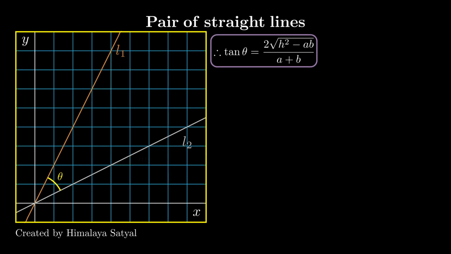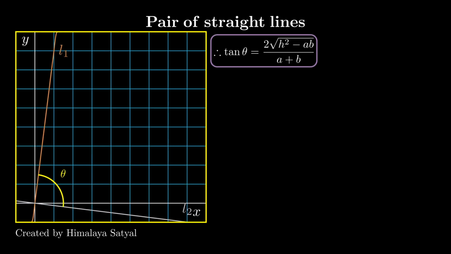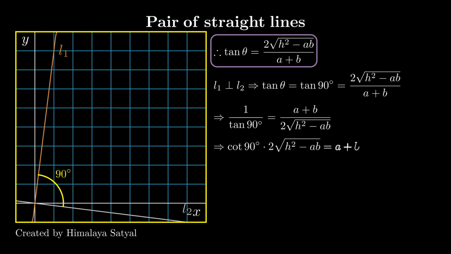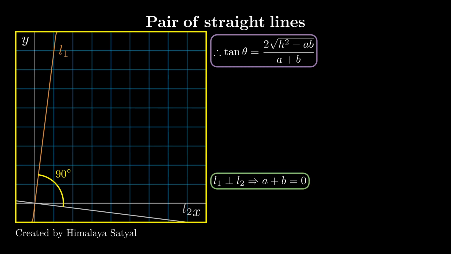Again, let's see what happens if theta is equal to 90 degrees. What happens if the two lines are perpendicular? In that case, since tan is not defined at 90 degrees, we take the reciprocal of both sides. We simplify to get a plus b is equal to 0. So L1 being perpendicular to L2 implies that a plus b is equal to 0 and vice versa.